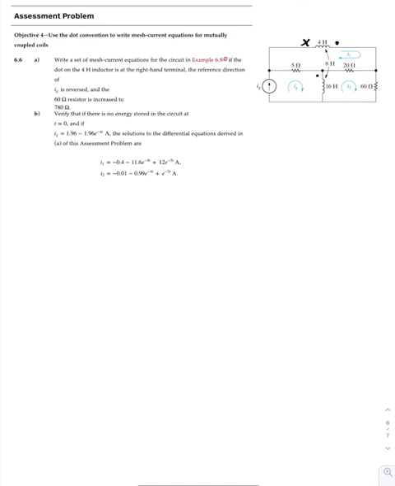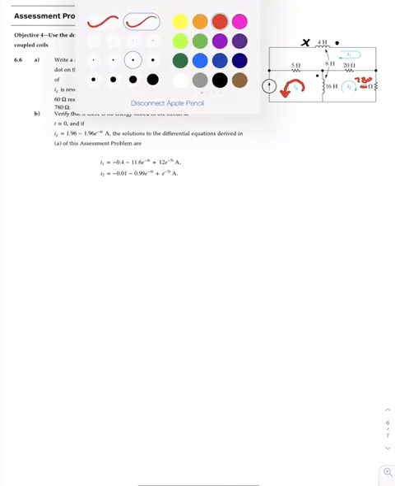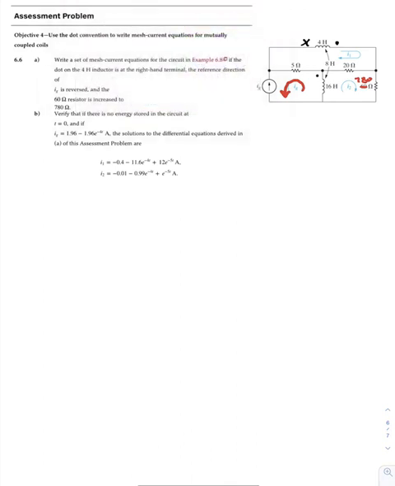The reference direction of I sub g is reversed. So I sub g is now going in this direction. And the 60 ohm resistor is increased to 780 ohms. Okay. All right. KCL mesh 1.